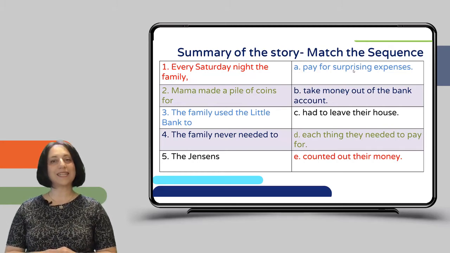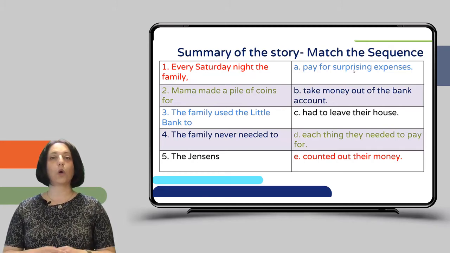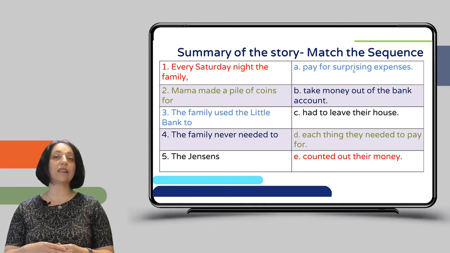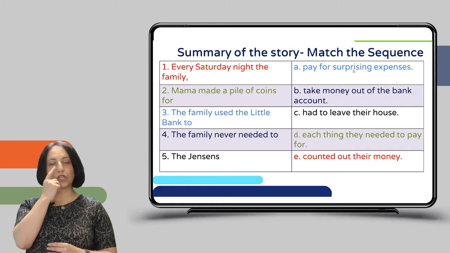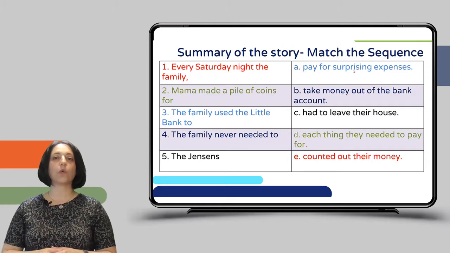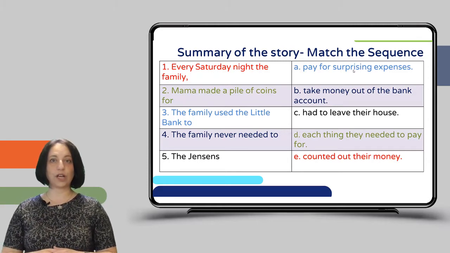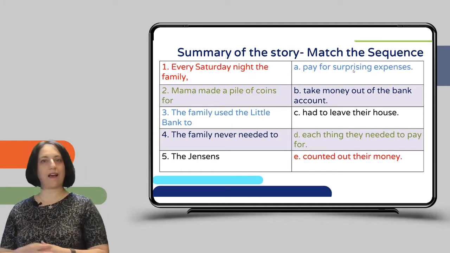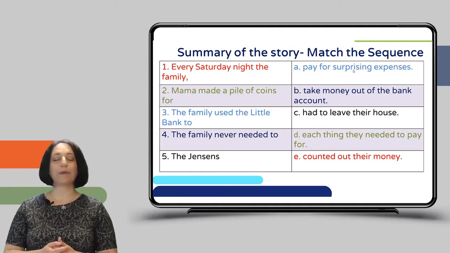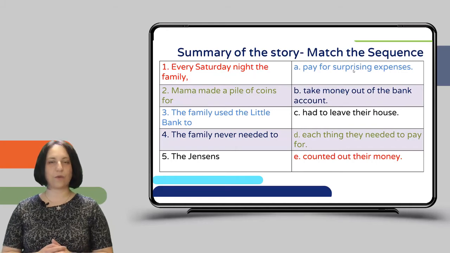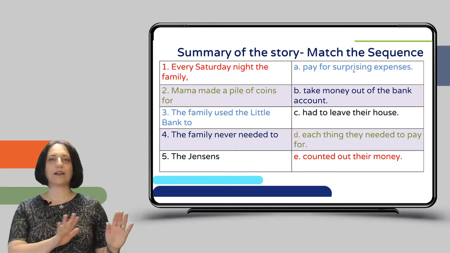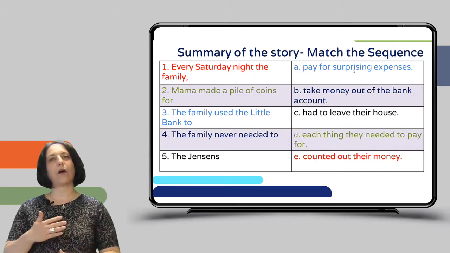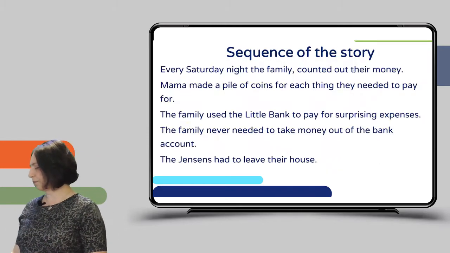So we are going to now continue from when the Jensens had to leave their house. And remember that Mrs. Jensen was crying. She had tears in her eyes when she saw her furniture taken out of the house. And why? Because they couldn't pay their rent. Do you remember that part of the story? And that's how we finished in the first lesson, and now we are going to keep reading.